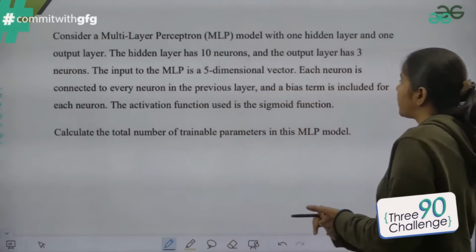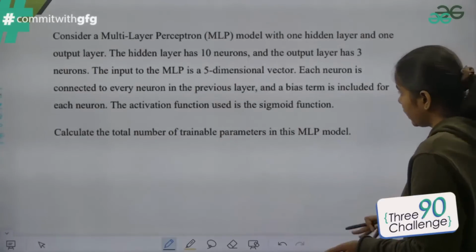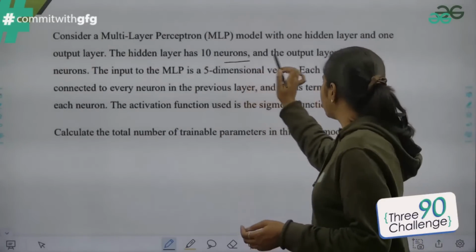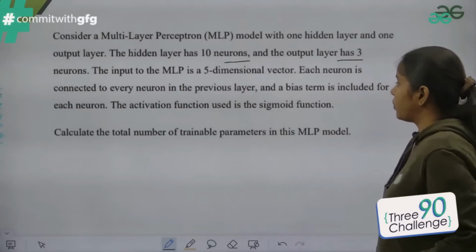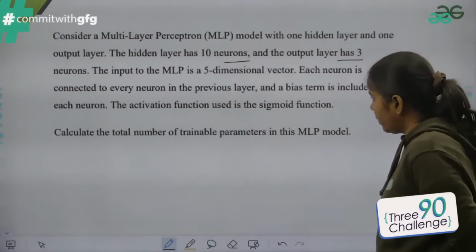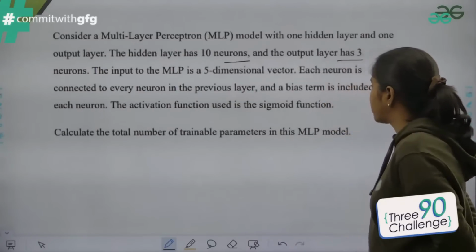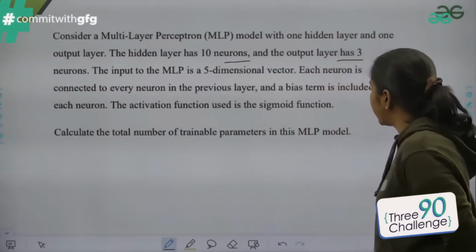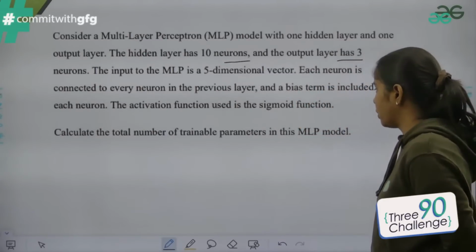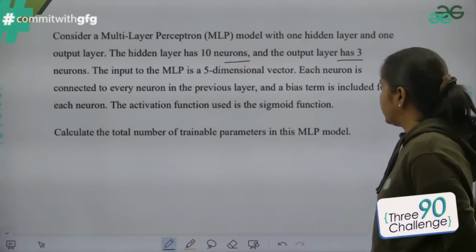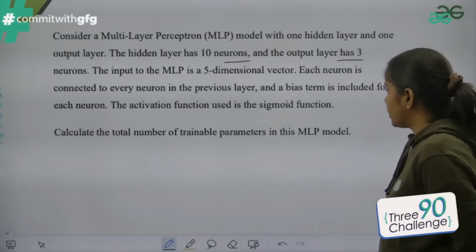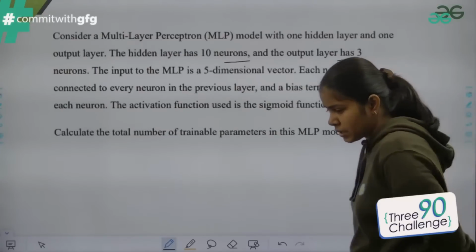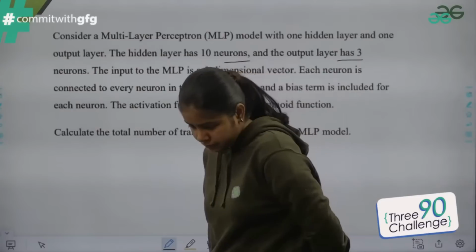Consider a multi-layer perceptron model with one hidden layer and one output layer. Hidden layer has 10 neurons, output layer has 3 neurons. The input to the MLP, multi-layer perceptron, is a 5-dimensional vector. Each neuron is connected to every neuron in the previous layer and a bias term is included for each neuron. The activation function used is the sigmoid function. Calculate the total number of trainable parameters in this MLP.